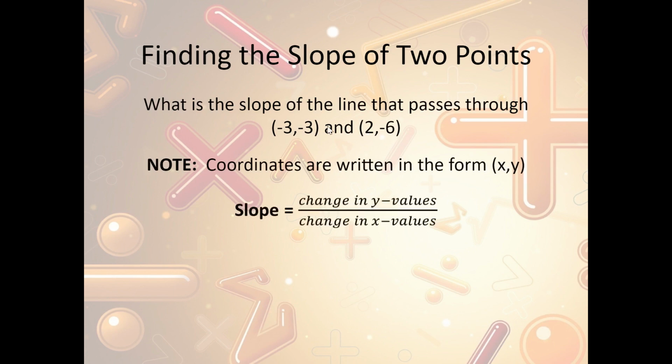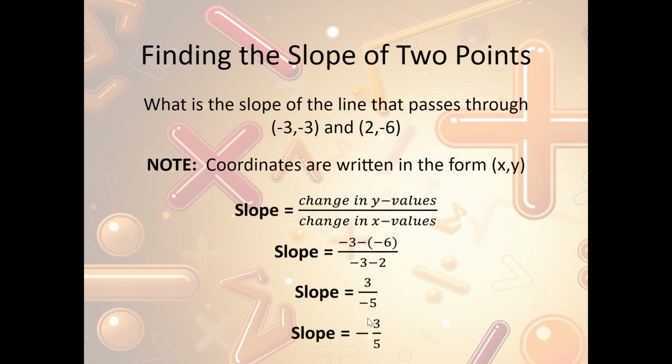So I'm going to calculate that by subtracting my y values first. So negative 3 minus negative 6. And then I'm going to subtract my x values, which is negative 3 minus 2. So I get negative 3 minus negative 6 and negative 3 minus 2. And when I simplify, this really becomes plus a positive. So negative 3 plus 6 is 3. And negative 3 minus 2 is negative 5. So it's 3 over negative 5, which is just negative 3/5.